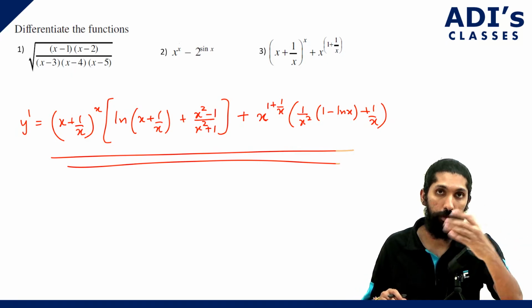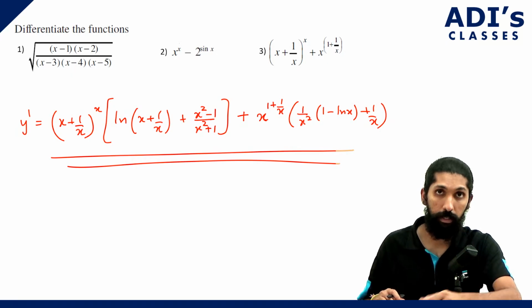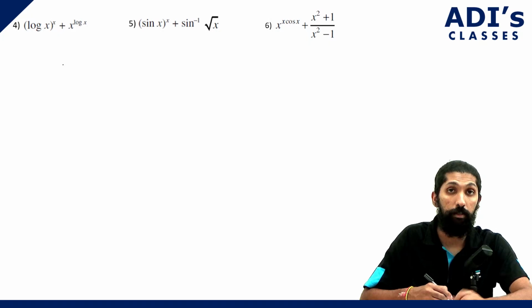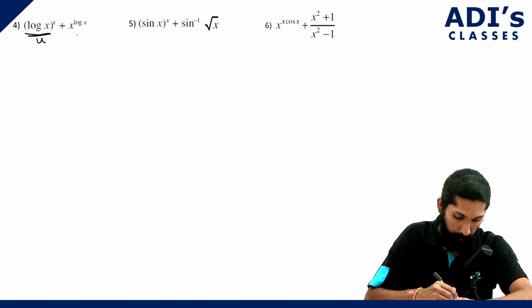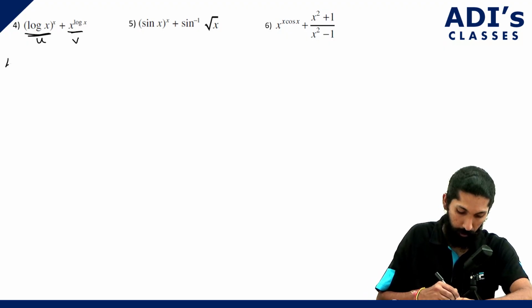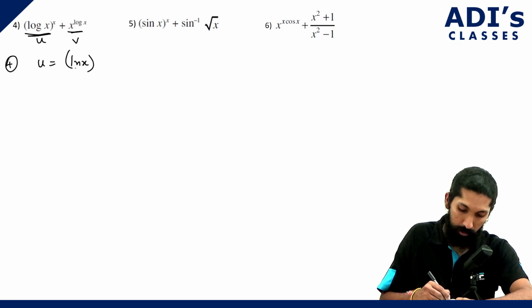Alright, now let's do the next set of problems. Again, take it as u and v. So this is going to be u, this is going to be v. Alright, so you have the fourth one. First we'll directly take it. Okay, u is equal to (log of x) whole power x.